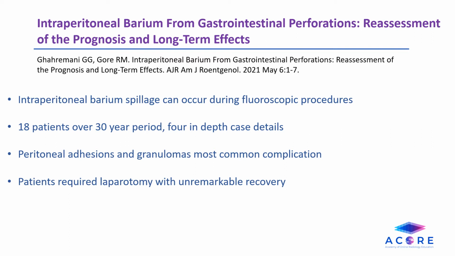The authors followed 18 patients over a 30-year period to demonstrate the evolution of an intraperitoneal barium leak with an in-depth presentation of 4 patients. Of the sequelae, peritoneal adhesion and fibrotic granulomas were the most common peritoneal complications. The patients were not known to have a hollow viscus perforation before the procedure and underwent urgent laparotomy for repair of the perforation. Postoperative follow-up imaging demonstrated retained barium even in the long-term setting.